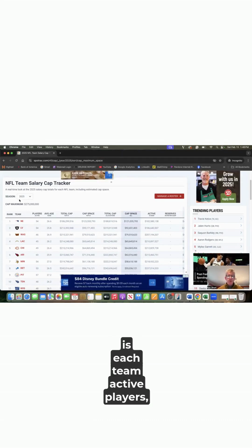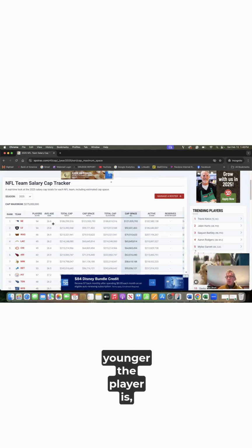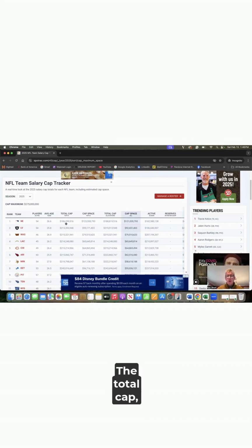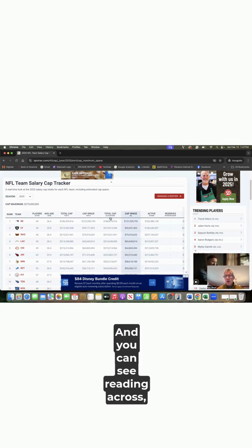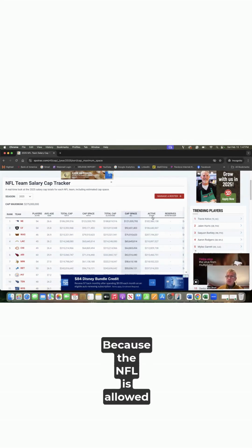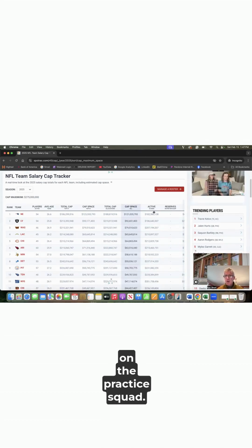At the top here is each team, active players, and average age, which is important because the younger the player is, the bigger the potential investment you may want to make in that player. Then the total cap, the cap on total salaries for the team, and how much cap space they have. Reading across, you can see how you allocate the cap. The 53-man roster is there because the NFL is allowed to carry 53 players. Some of those players are on the practice squad. So 53 is the total that you get.